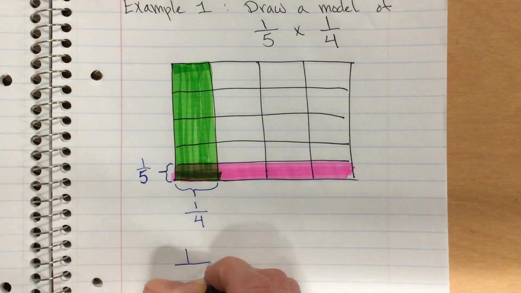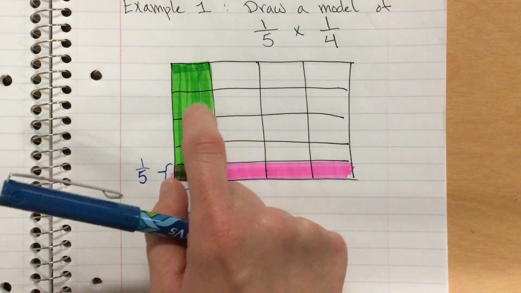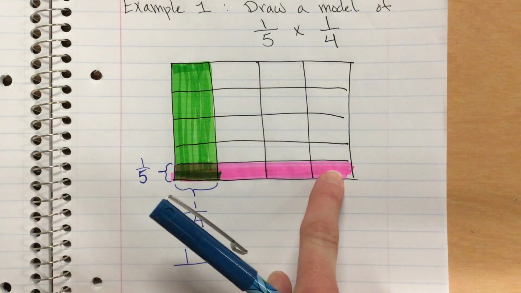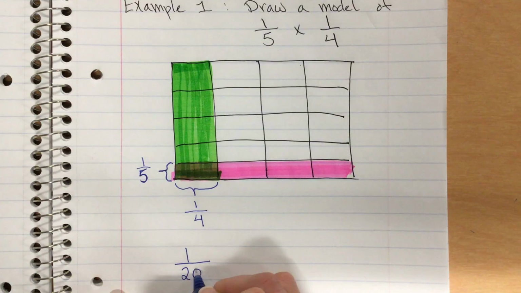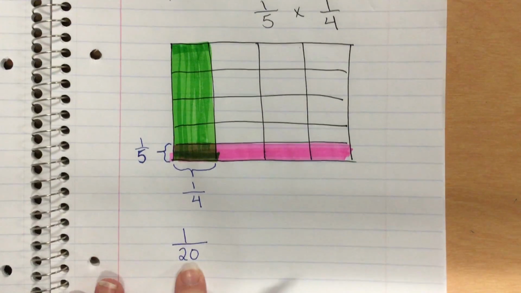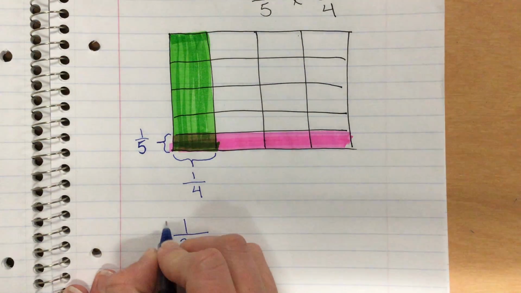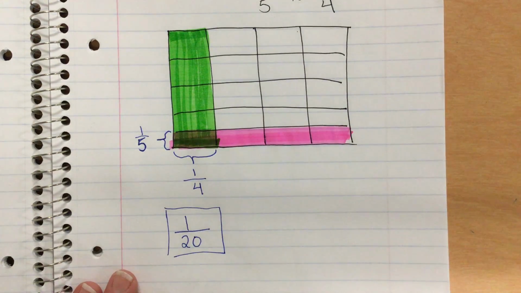So I have 1 square out of, what's my total amount of squares? Well, I know 1, 2, 3, 4, 5 here, 1, 2, 3, 4. 5 times 4 is 20, so I know I have 20 squares total in my model now. So I have 1 out of 20, 1/20th shaded. So that's our answer when we take 1/5 times 1/4.